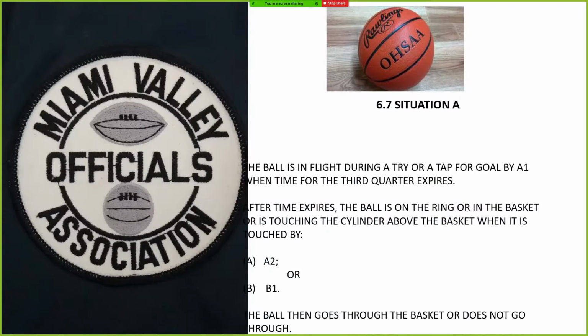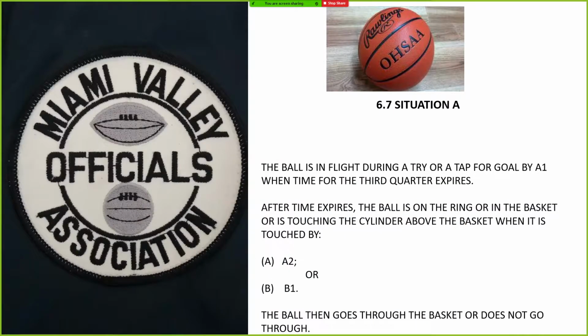6.7 situation A. The ball is in flight during a try or a tap for goal by A1 when the time for the third quarter expires. After time expires, the ball is on the ring or in the basket or is touching the cylinder above the basket when it is touched by A, A2, or B, B1. The ball then goes through the basket or does not go through.